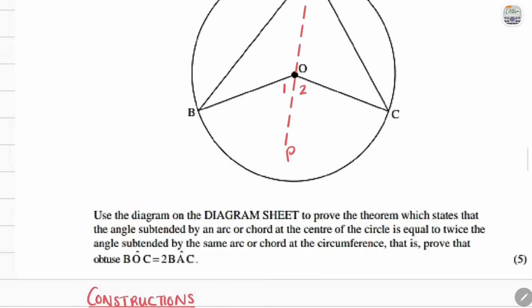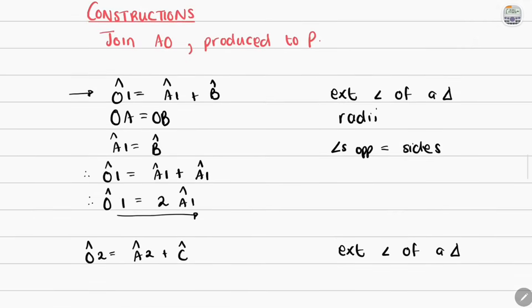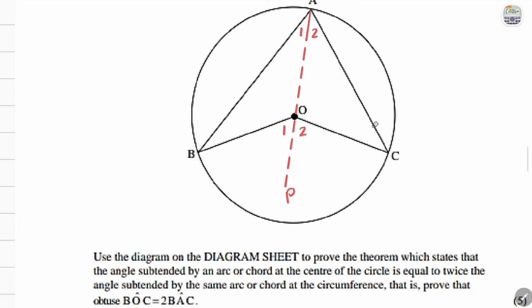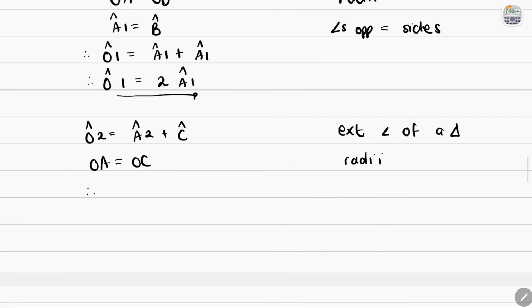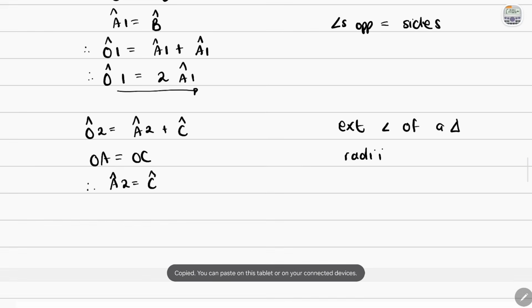Do you also see that in this diagram, OA and OC are radii, so they're equal? We'll state that first, but that would also mean that the angles opposite their equal sides are equal. So we know that OA is equal to OC, because we have equal radii. And so that means angle A2 and angle C are also equal, for the exact same reason that this was equal.